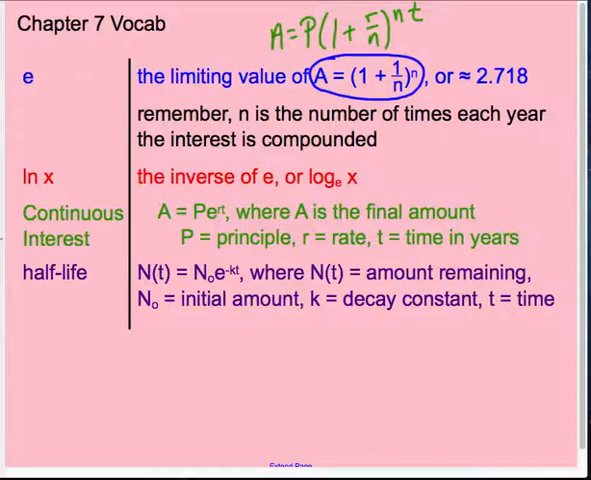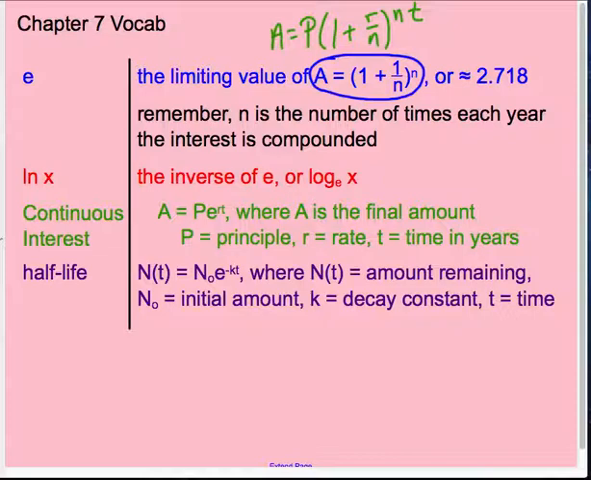And then, this little note, remembering that n is the number of times each year the interest is compounded, as that approaches infinity, as n gets really, really large, we call it compounded continuously. So then it morphs into this formula that we have down here in green, the continuous interest formula, P times e to the rt.